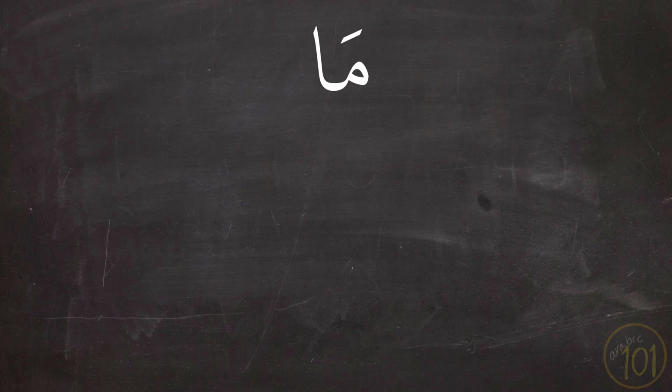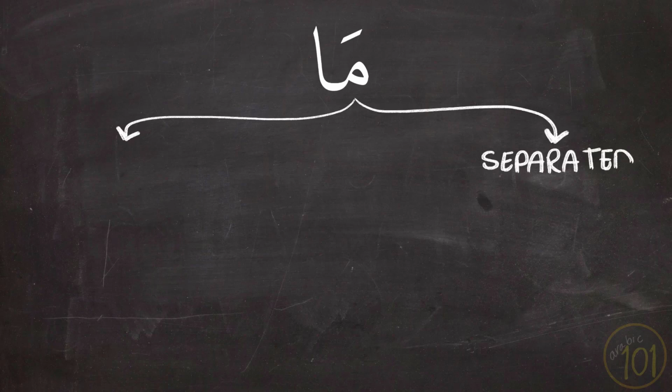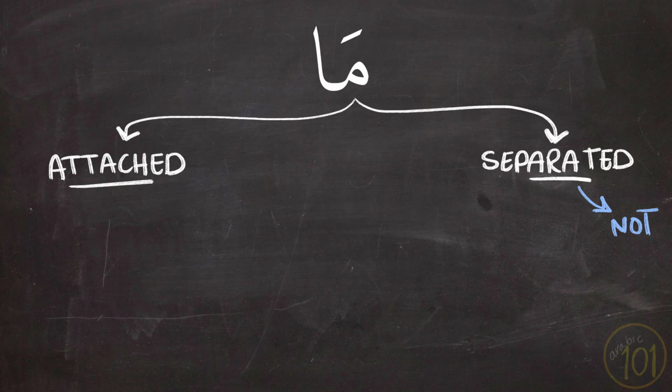First of all, ma can come separately and attached to other words. If it is separated, it would mean one of 3 things. Not for negation, what as a question word, which or that as a relative pronoun.